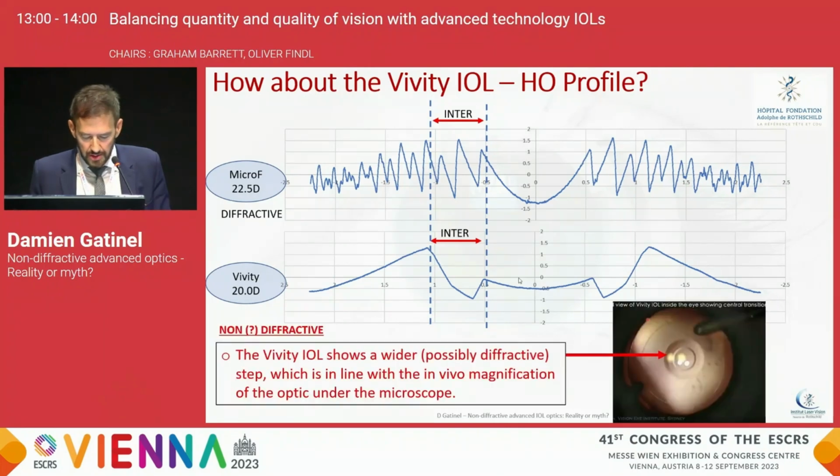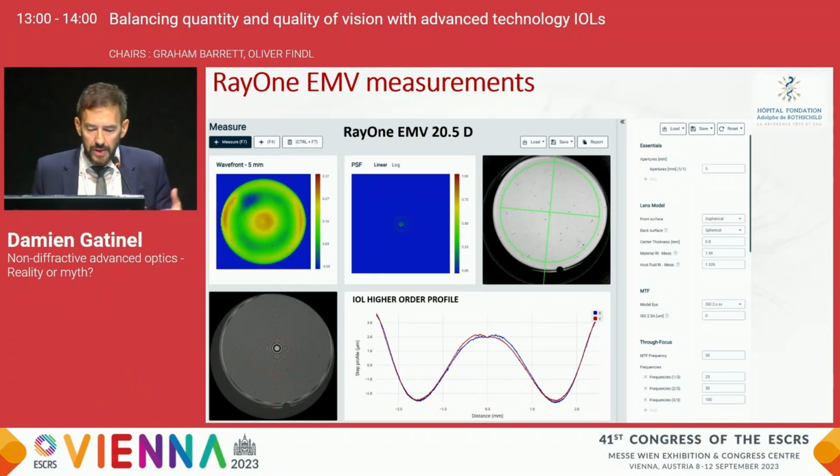So, the Vivity shows possibly a diffractive element there. Now what about the Rayner? The Rayner has been measured also. It provides positive spherical aberration. This is a wavefront of either element.